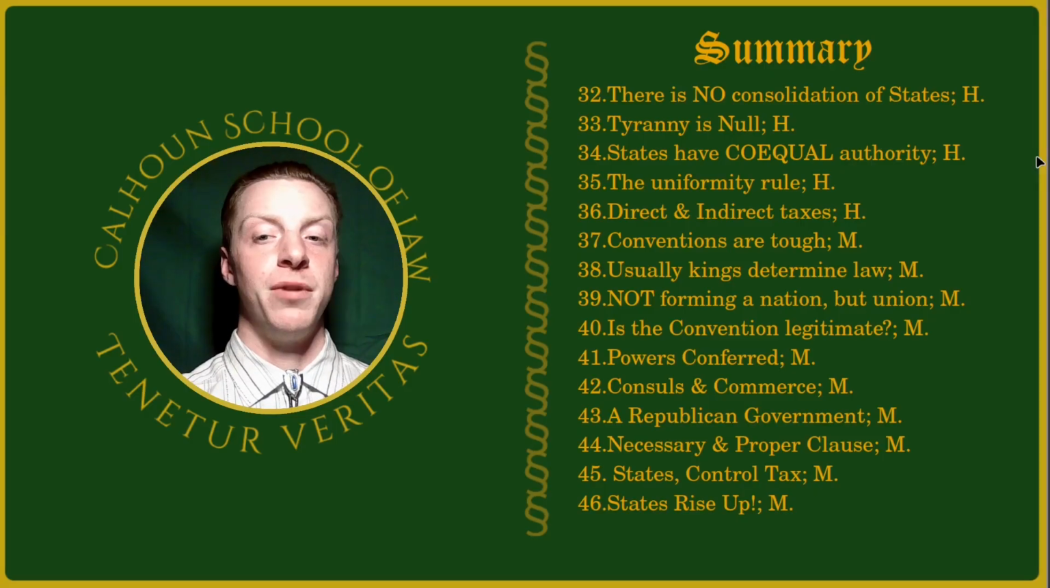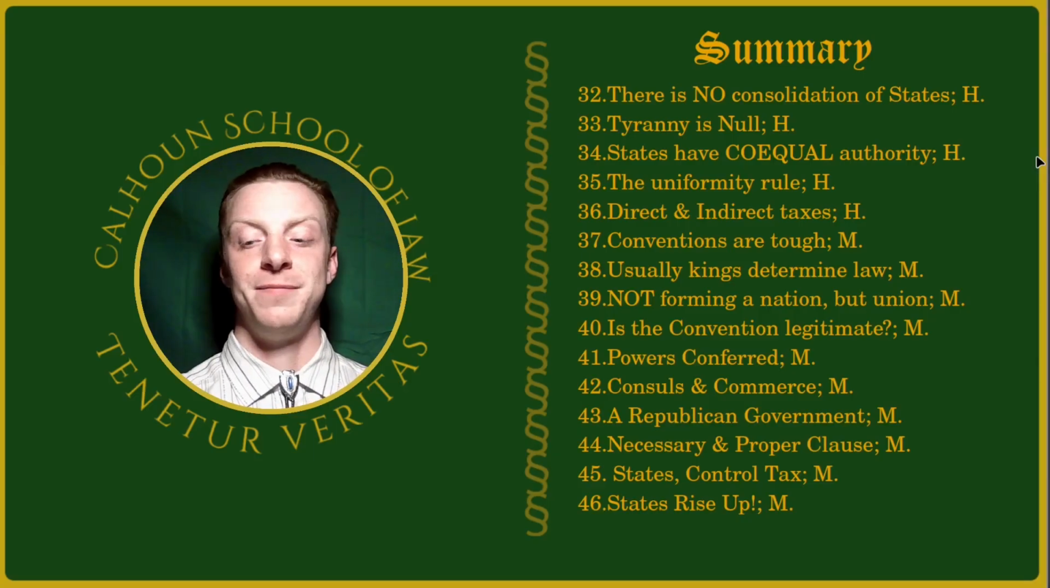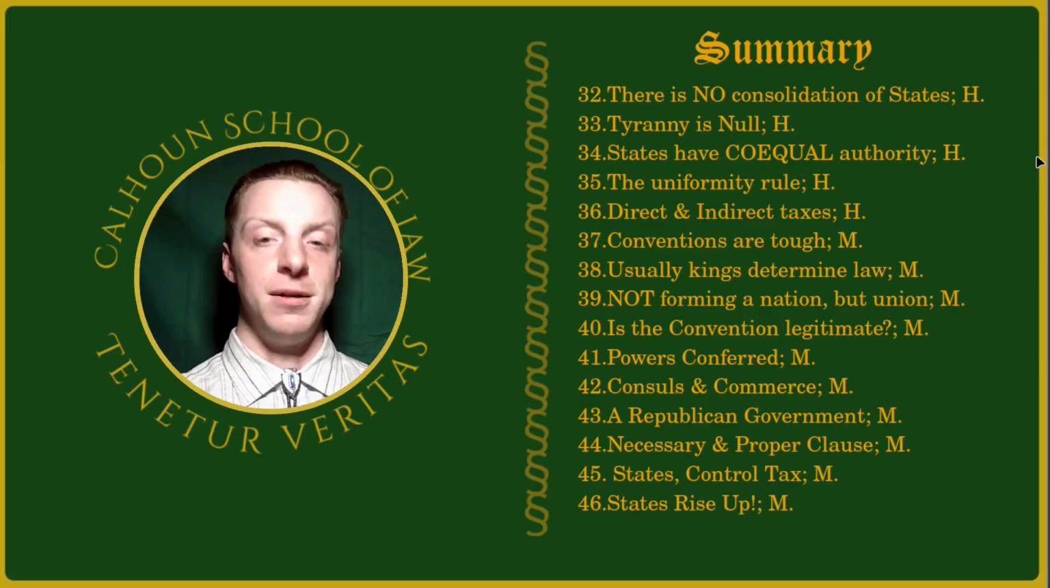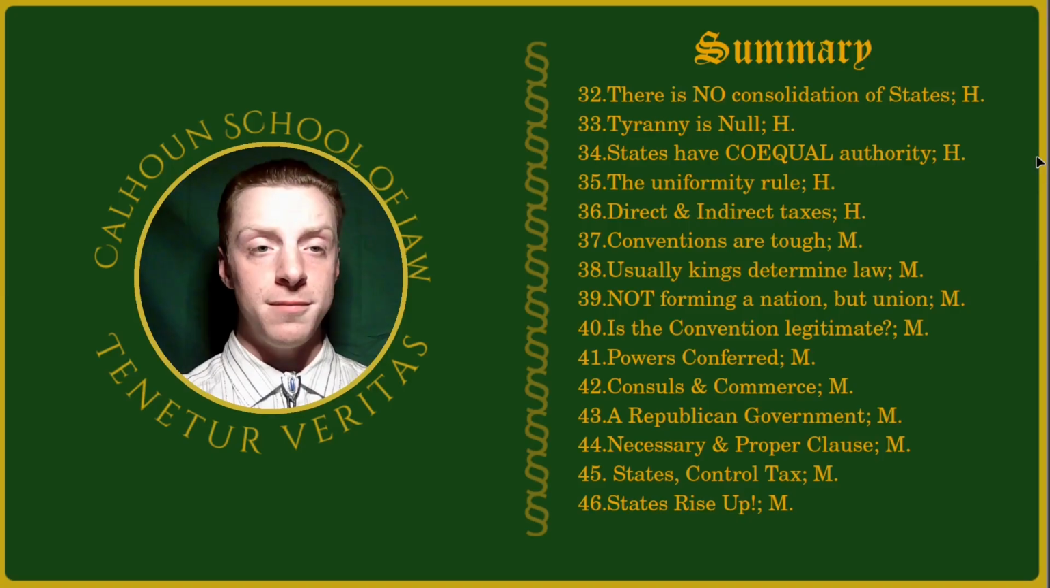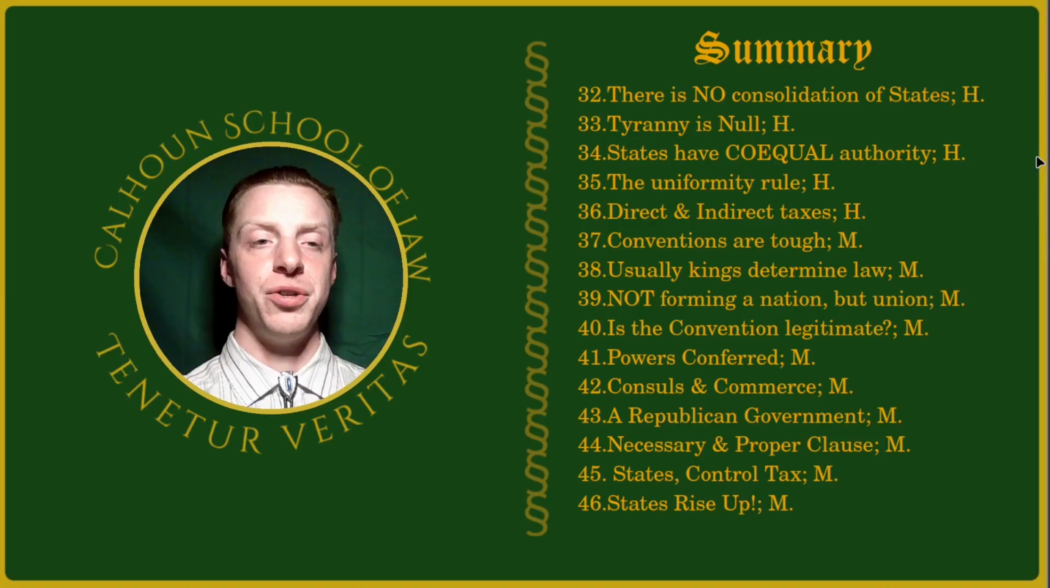Number 37, now we're switching over to Madison for a little while. As you can see, quite a few M's. So now we're switching to the father of the U.S. Constitution, James Madison. In 37, he argues conventions are tough. They're difficult to bring together, and they're even more difficult to bring some sort of consensus from. So don't be so lambasting of the individuals and the delegates who are at the Philadelphia Convention.